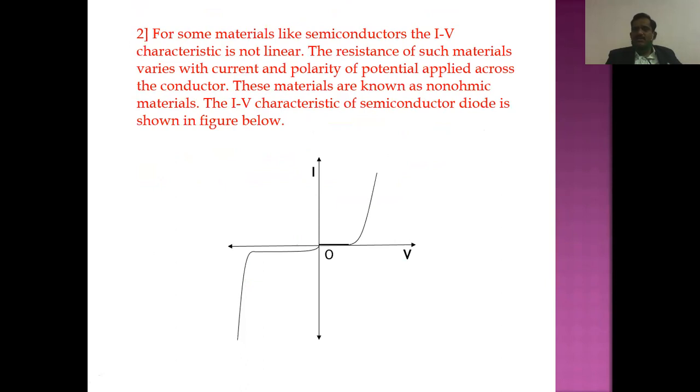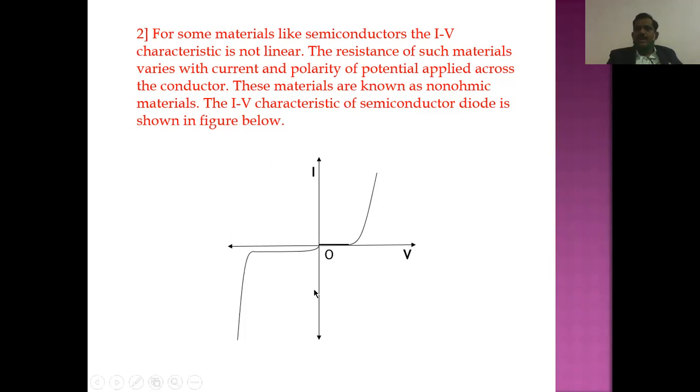Semiconductor means it is not a pure conductor and not an insulator. It is the intermediate state between conductor and insulator. So in this LED, silicon and germanium are used in the PN junction. This is an LED, and in this LED we use a semiconductor.